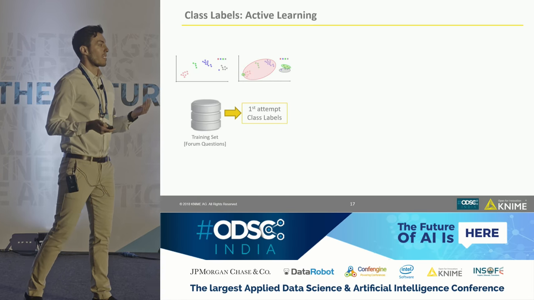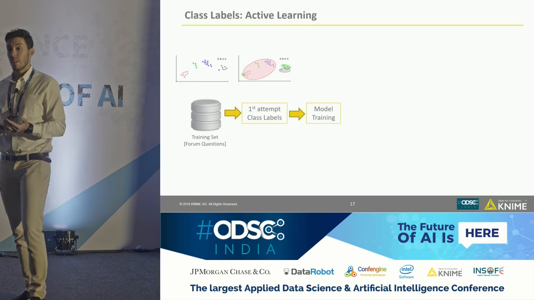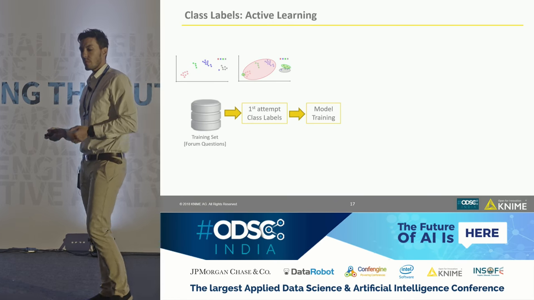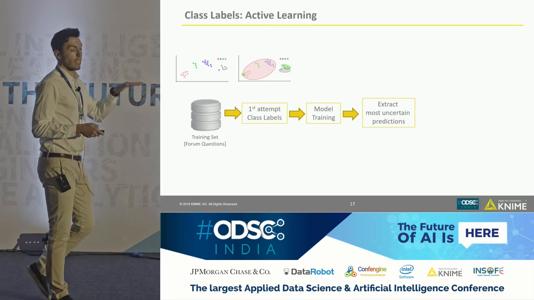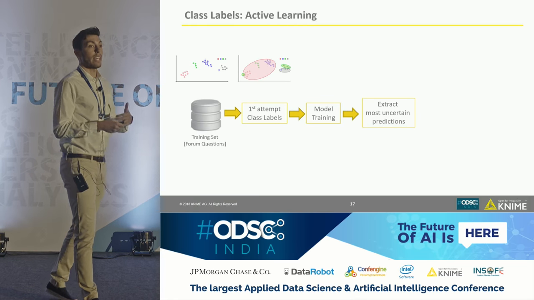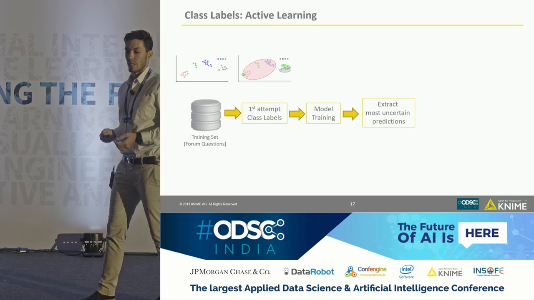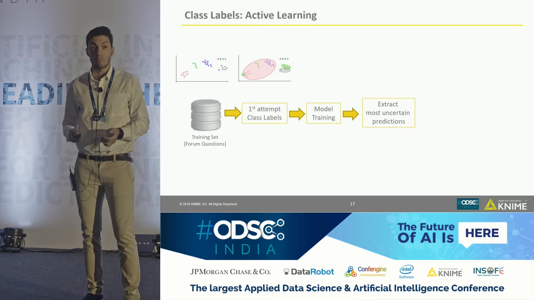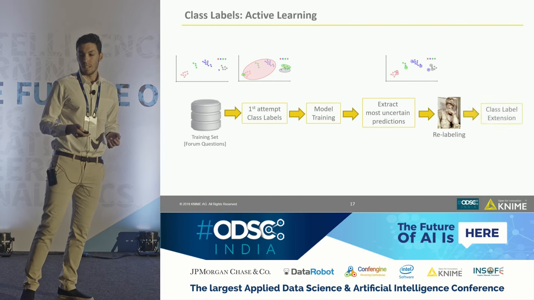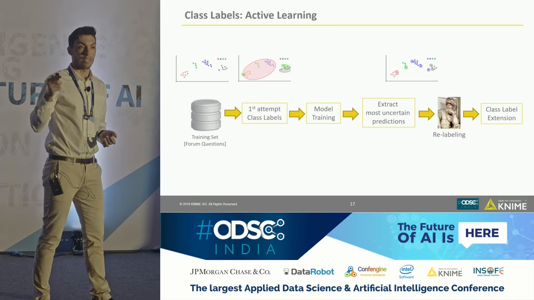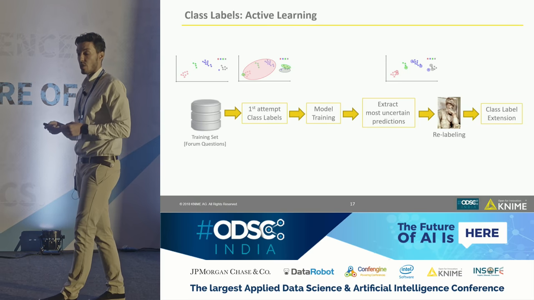We said that this was suboptimal as a result. So then we said, okay, we can use active learning for this. So we train our model, and then we extract the most uncertain predictions. We let a teammate or myself label some of these uncertain predictions. Then, as I said, we do the relabeling, and then we extend the class label to the closest prediction.